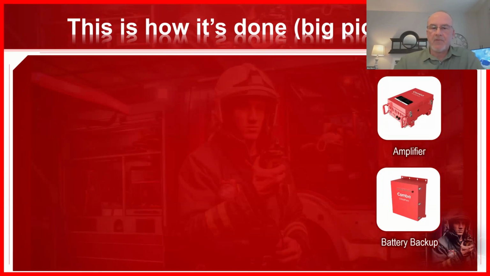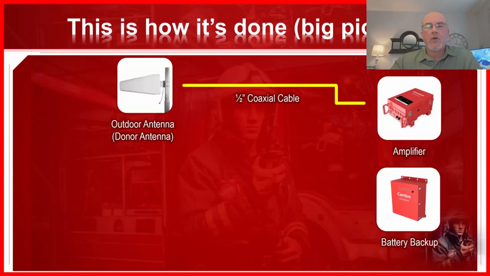So what we have is this amplifier on a wall somewhere, and we're going to go out with coaxial cable, half-inch coax, and start connecting to antennas. First we're going to the outdoor antenna. This is called the donor antenna. This is mounted outside the building, on the building somewhere, pointing at whatever tower we're trying to reach.